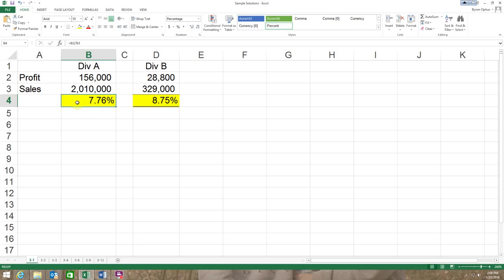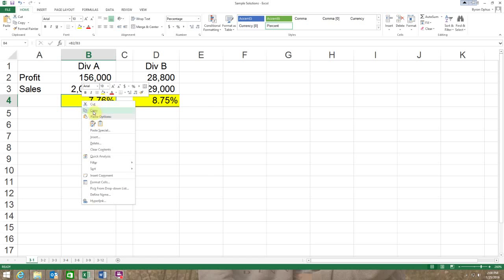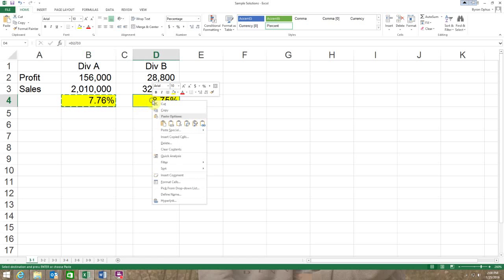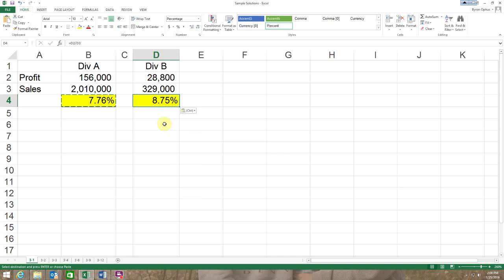I can actually now right click on this, hit copy, and right click here and hit paste. And this formula would come over, and the formula would be just fine, because it keeps the references to the cell where the formula is at. It keeps those references the same. So it's just saying that that's 28.8 divided by 329,000, which is 8 3/4%.